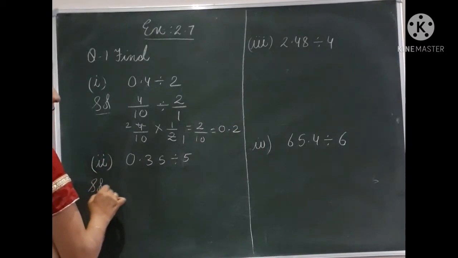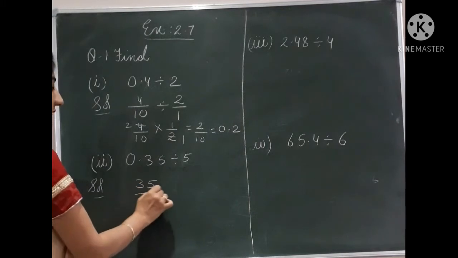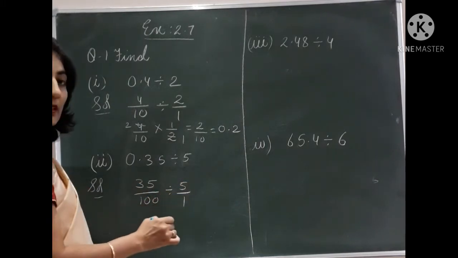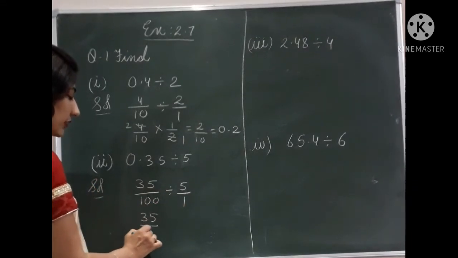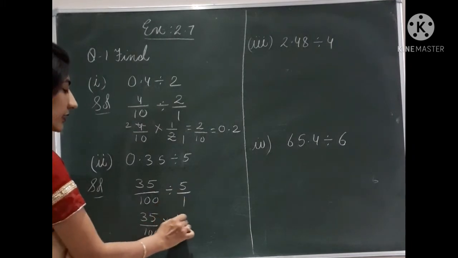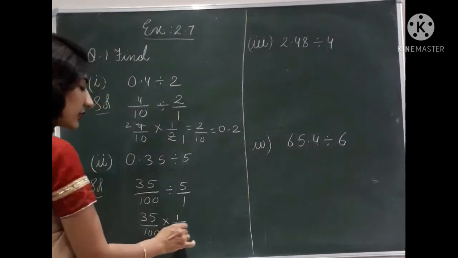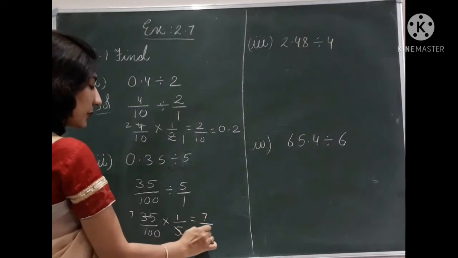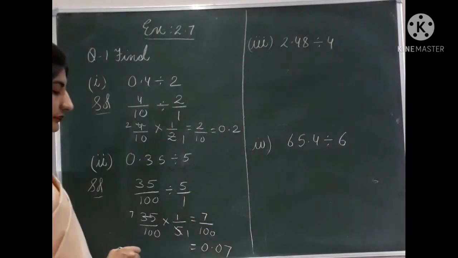Second part is 0.35 divided by 5. So 0.35 can be written as 35 upon 100 divided by 5 upon 1. So, division of a fraction by another fraction: 35 upon 100 will remain as such. The division sign changes to multiplication, and the second fraction I will invert. I will write the reciprocal. Now I will cancel: 5 1s are 5, 5 7s are 35. So I am left with 7 upon 100, that is equal to 0.07.